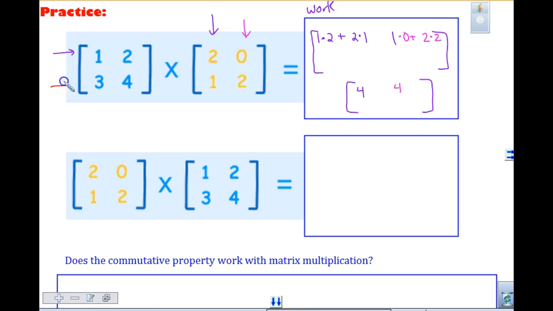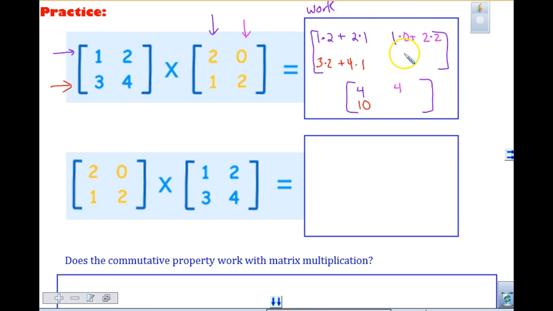Now we're going to go to our next row. That's what goes across the bottom. We're taking 3 times 2 plus, excuse me, 4 times 1. I just said it wrong. So we have 6 plus 4 gives us 10.